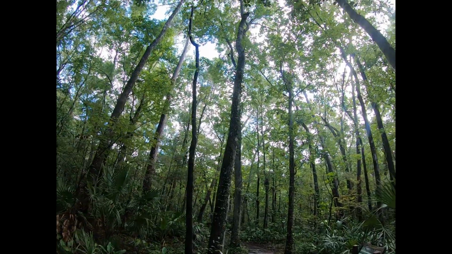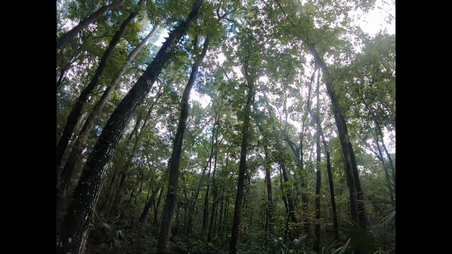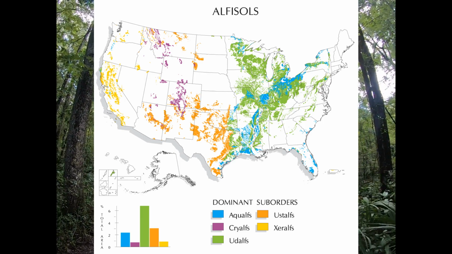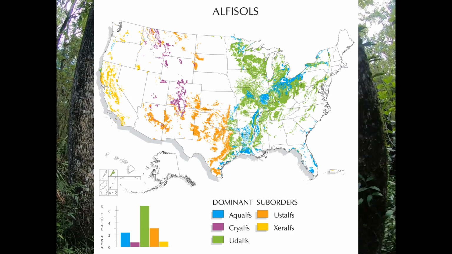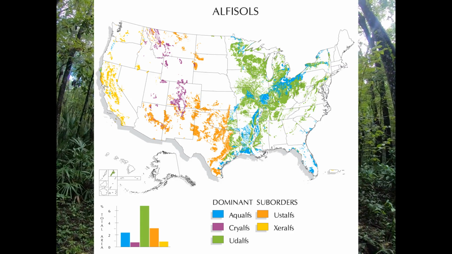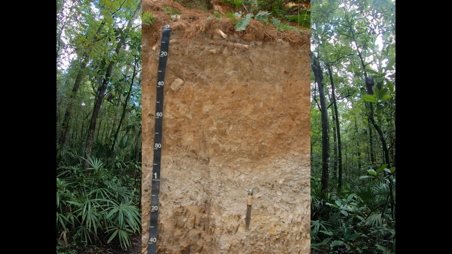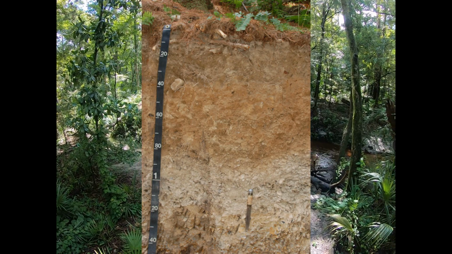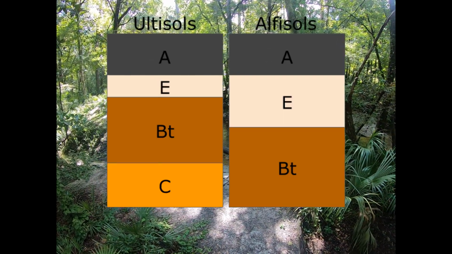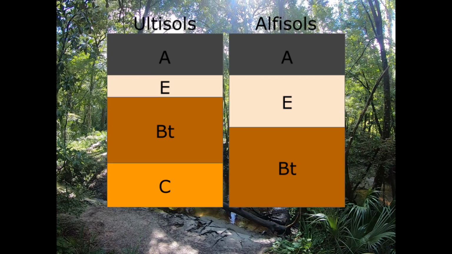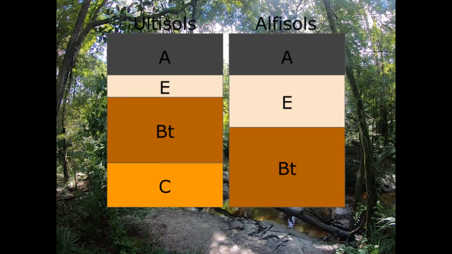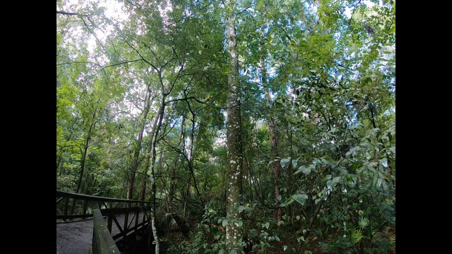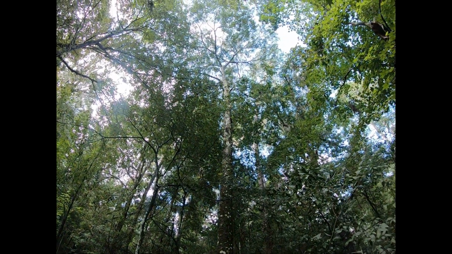It's also important to note that in some areas in Florida and in the southeast, upland hardwood forests can be found on soils that are classified as alfisols. And alfisols are very similar to ultisols. One of the few differences between them is that alfisols are less leached, they're less weathered, and this typically means that they have a less well-developed set of soil horizons. And then there's also a difference in the pH, but again, there is that presence of that subsurface zone where clay accumulates. So something else to keep in mind.